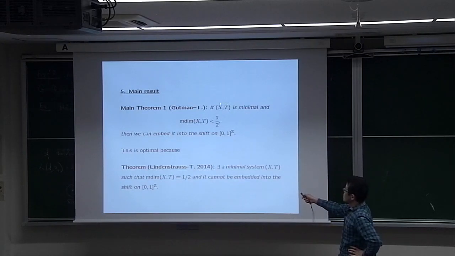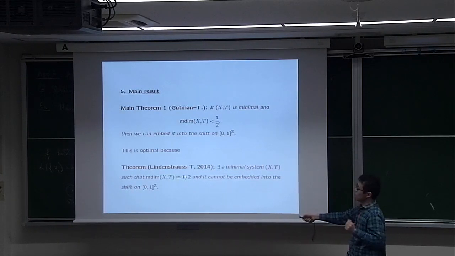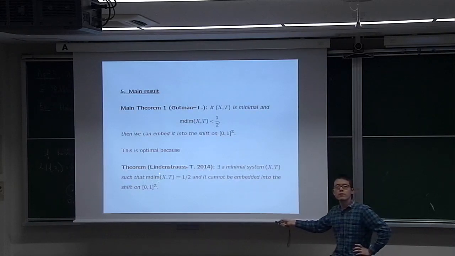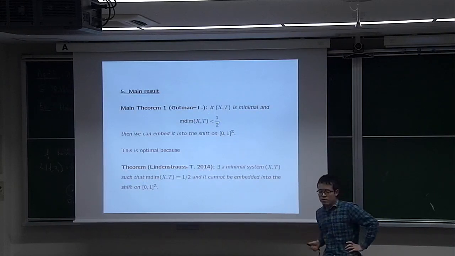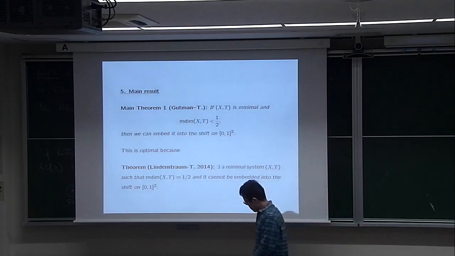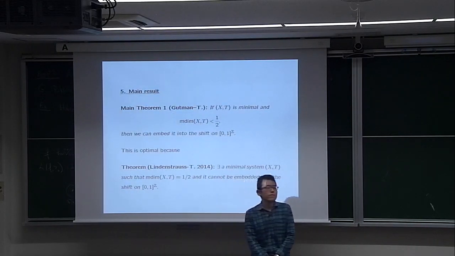It follows from our main result. Suppose a minimal system has mean dimension smaller than 1/2, then we can embed it into the shift on the Hilbert cube. And this 1/2 is optimal because Lindenstrauss and myself proved that there exists a minimal system whose mean dimension is exactly equal to 1/2, and it cannot be embedded into the shift on the Hilbert cube. So this 1/2 is the optimal number. This is our main theorem. Okay, do you understand the statement of the theorem?